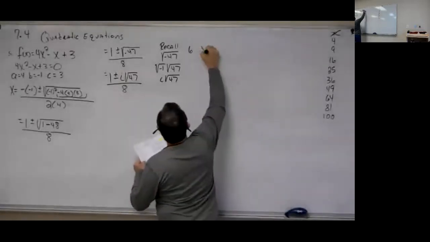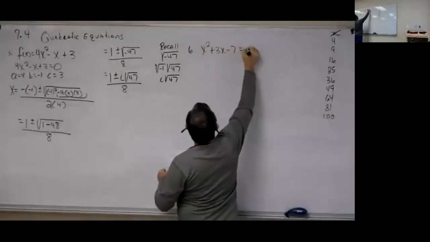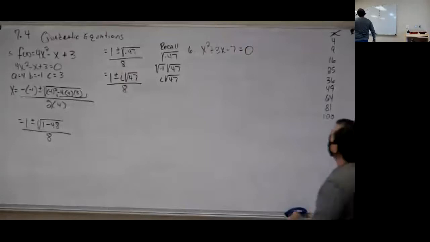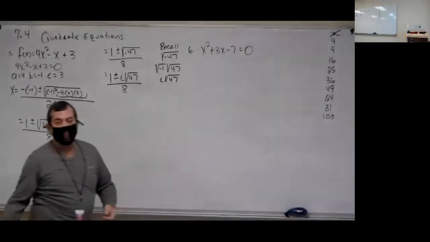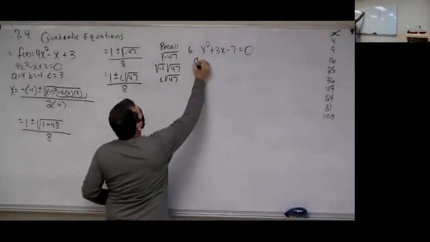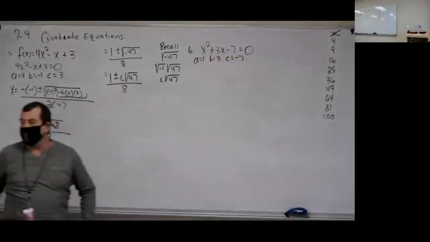All right, this one has x squared plus 3x minus 7 equals 0. All right, so I can't find factors of 7 that'll give me that 3 in the middle. 7 and 1 only give me a 6 or an 8, either way you go. So not happening. So we're going to use the quad again. So we do know A is 1, B is 3, and C is -7.